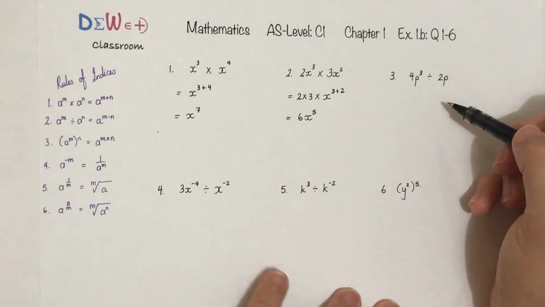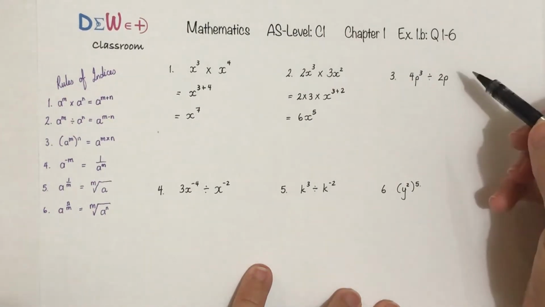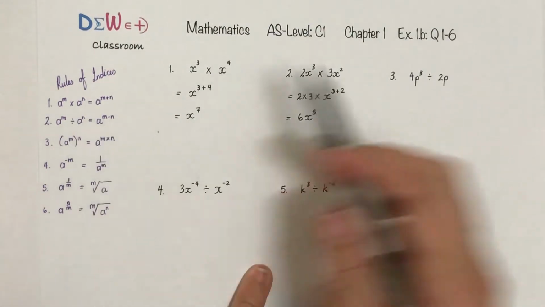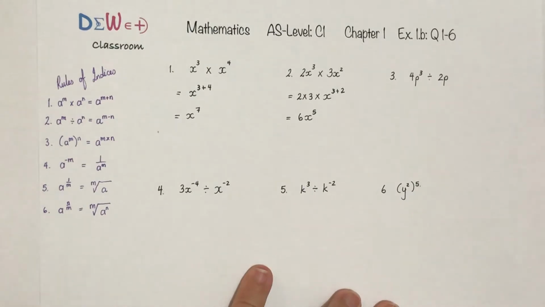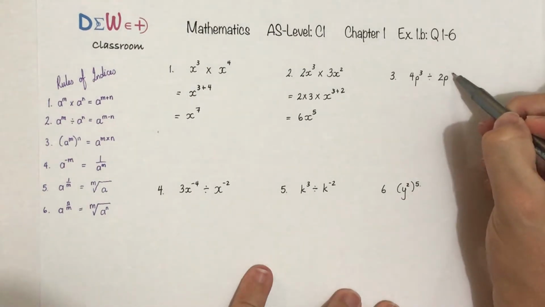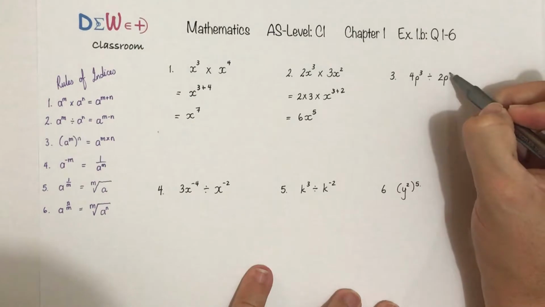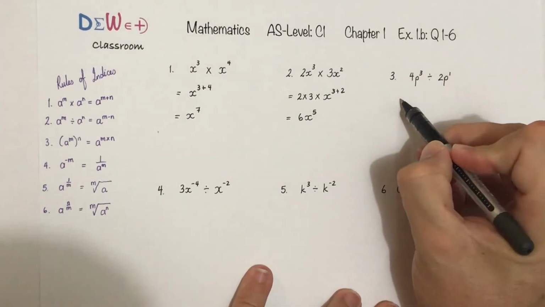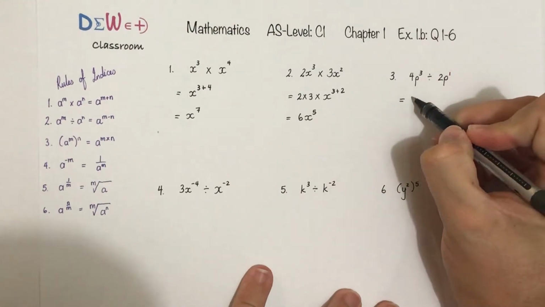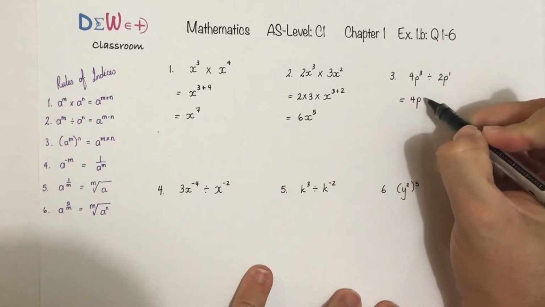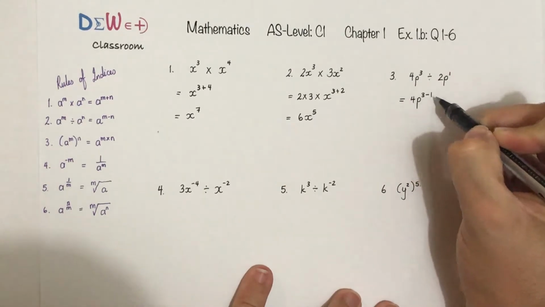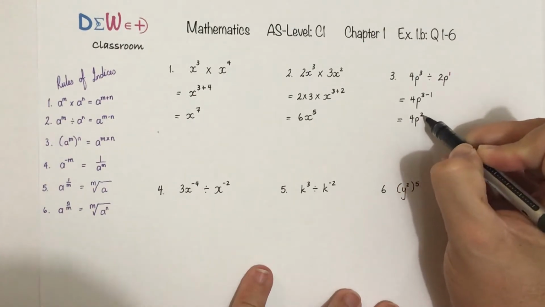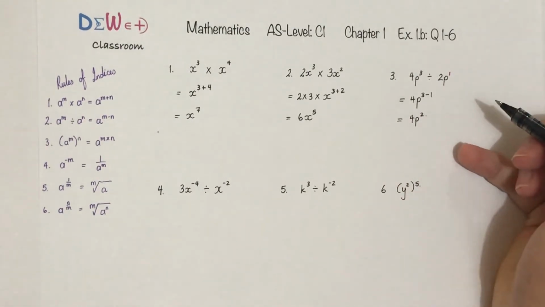Question number 3 is the application of rule number 2 of your indices. Because we are dividing, we will subtract the indices. And please remember that in this case, if there is no number for the indices, it is to the power of 1. So in this case, we have 4p, 3 minus 1, which results in 4p squared. Very easy and very straightforward.